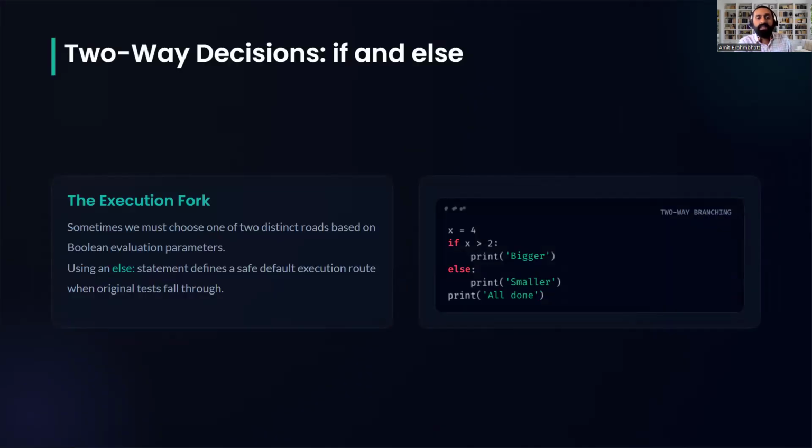A two-way decision is like a true fork in the road. You must choose one path or the other, but you cannot choose both. In Python, we write this using if and else. If the primary condition is true, the if block executes and the else block is skipped. If the condition is false, the if block is skipped and the else block runs. This ensures that your program always has a safe, defined execution route regardless of the logical outcome.